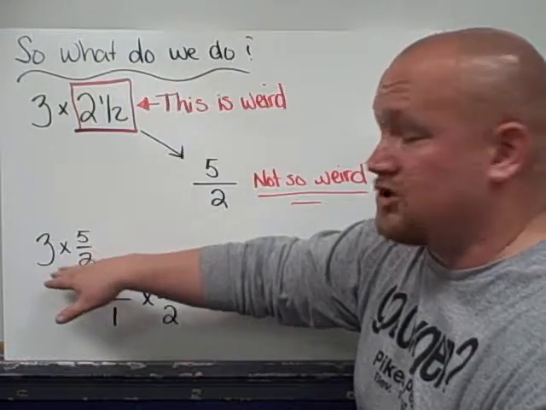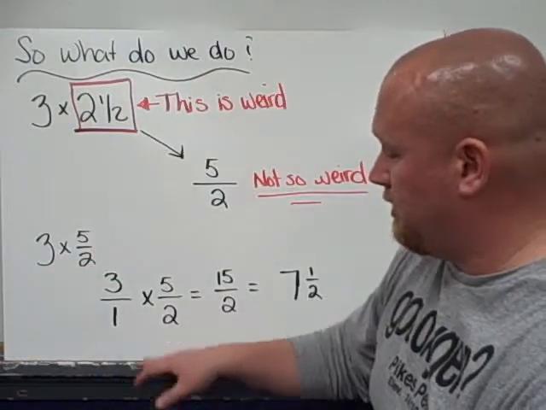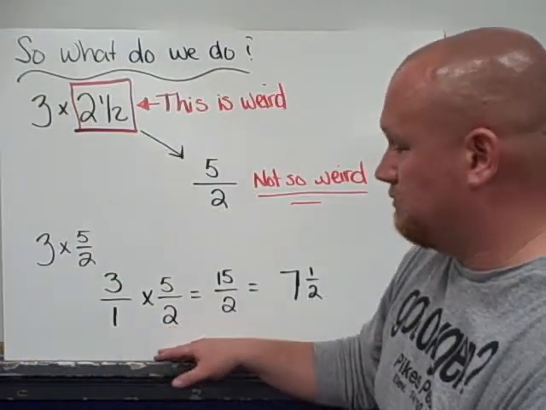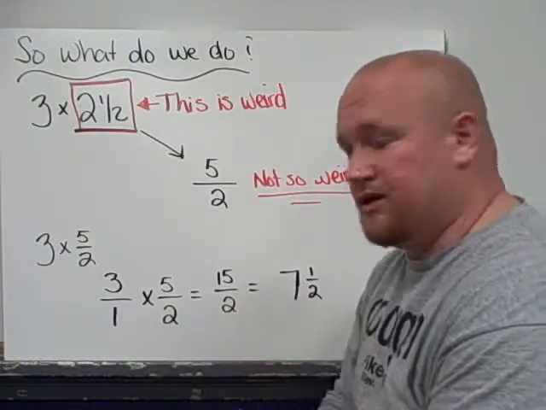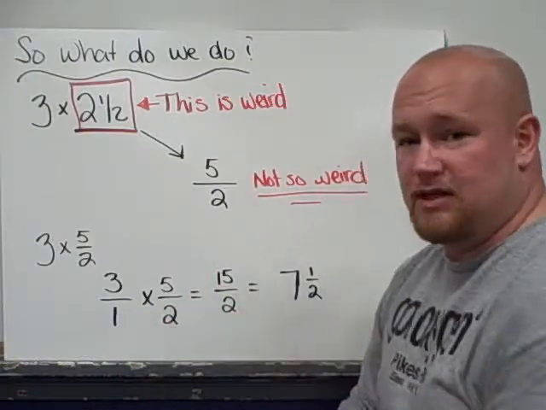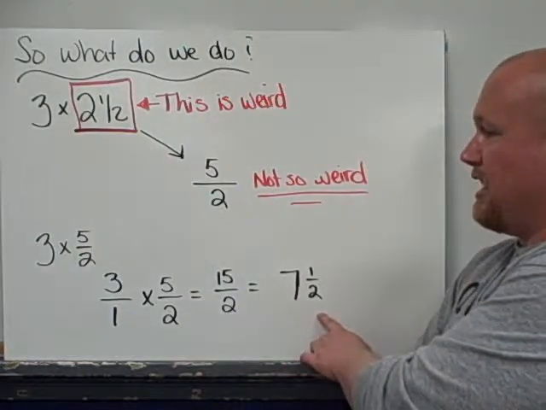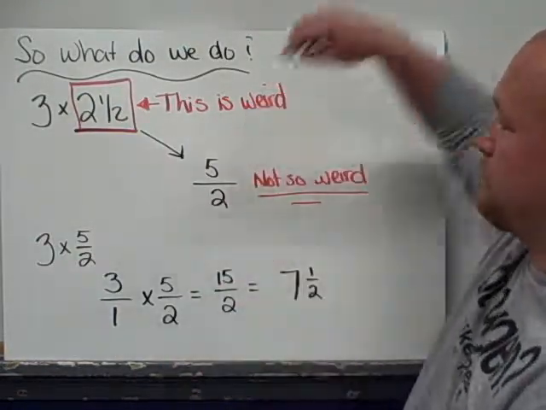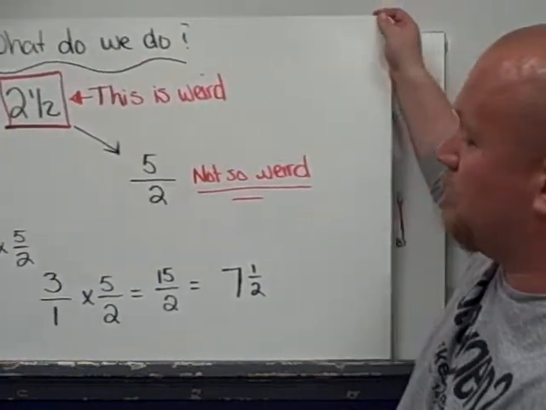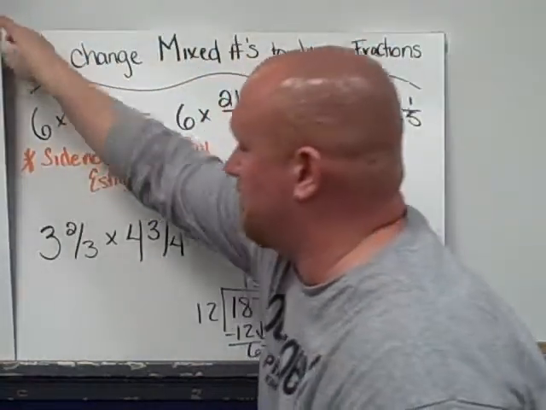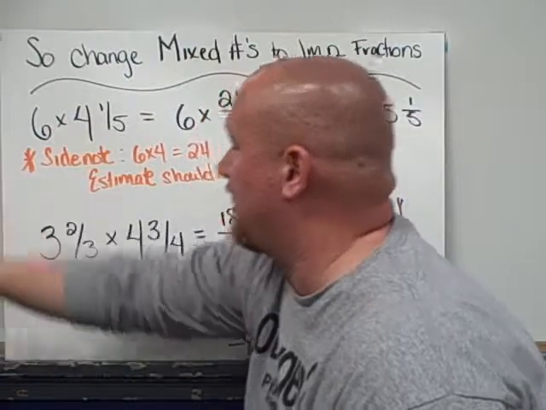We can handle a fraction by a whole number. 3/1 multiplied by 5/2. Multiply the numerators, multiply the denominators, equals 15/2. It's an improper fraction. Let's simplify that bad boy to 7 1/2. So, what we're saying is, when you're multiplying mixed numbers, change them to improper fractions.